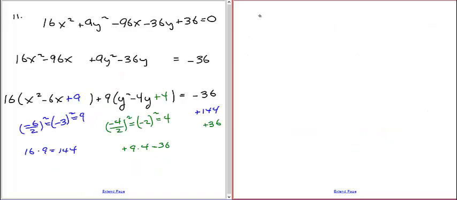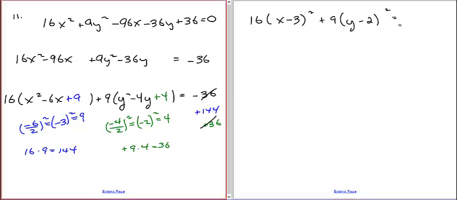So we can take the first term and make that into a complete square using negative 3. In the second one, we can make that into a complete square using negative 2. And on the right hand side, these cancel out and you get 144.